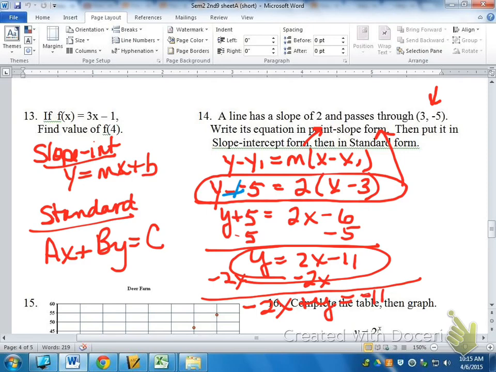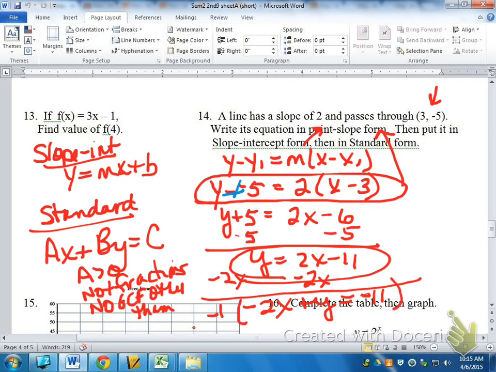Does anybody remember the rules about standard form? There's 2 or 3 rules. First of all, a has to be positive, greater than 0. And no fractions. And no greatest common factor other than 1. So you divide it by -2? No, we just have to get rid of that negative 2, and so we're multiplying by a negative 1. So 2x minus y equals 11. That's my third and final answer to that problem.